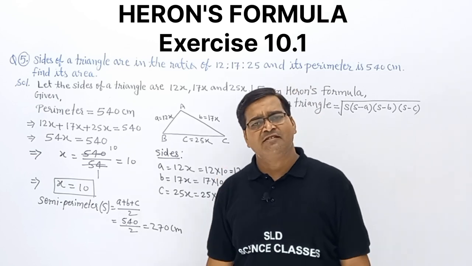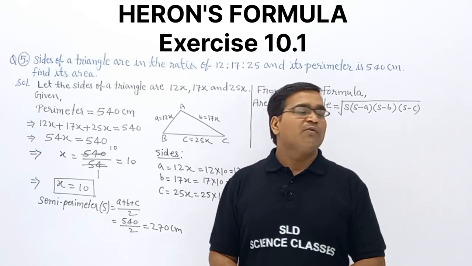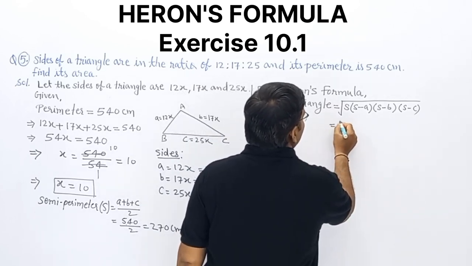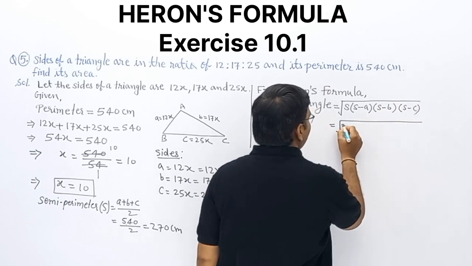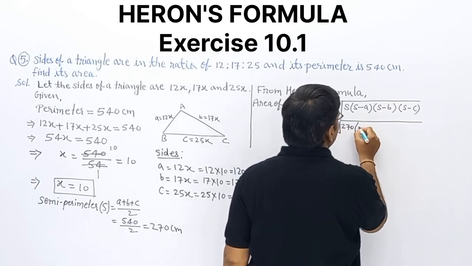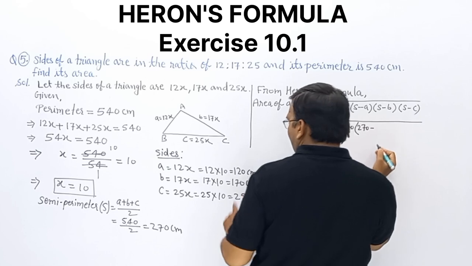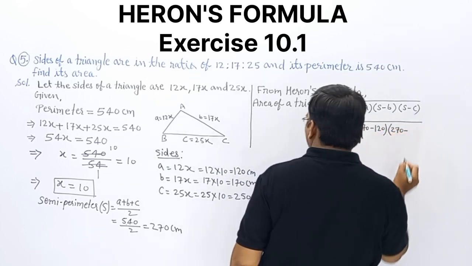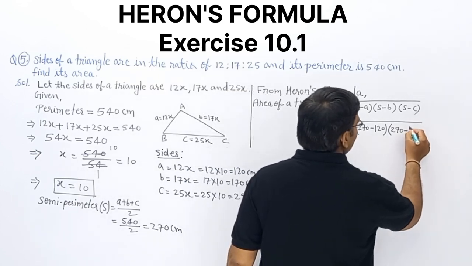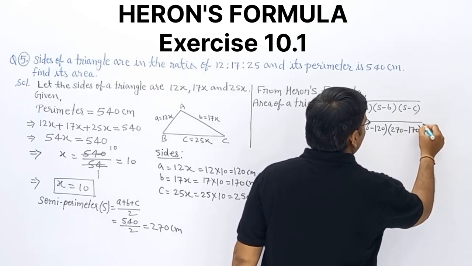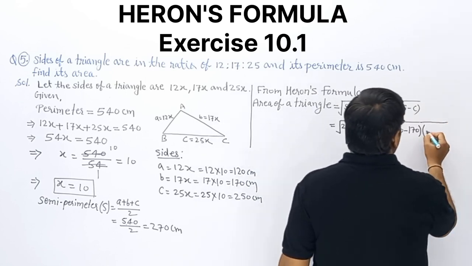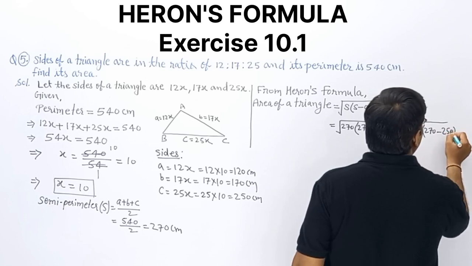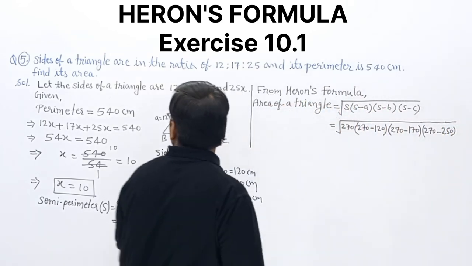We have all the sides. We have the semi-perimeter. We will put it in the formula and we can find the area of the triangle. Observe. S is what? 270. I am putting the values. S is 270. 270 minus a, a is 120, into 270 minus b. b is what? 170. Into the last one, 270 minus c. c is 250. Clear? All are in the square root.